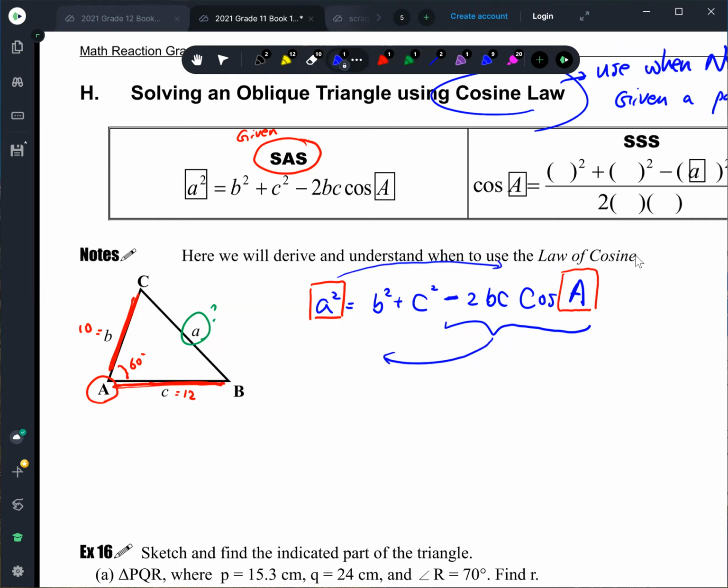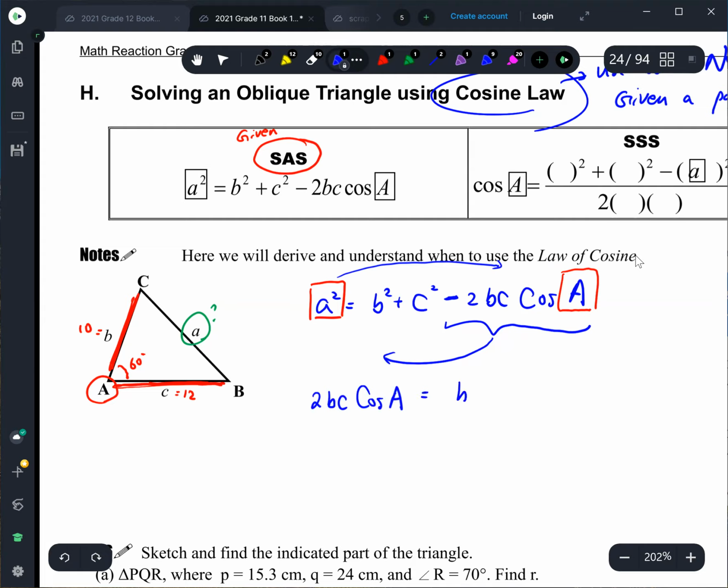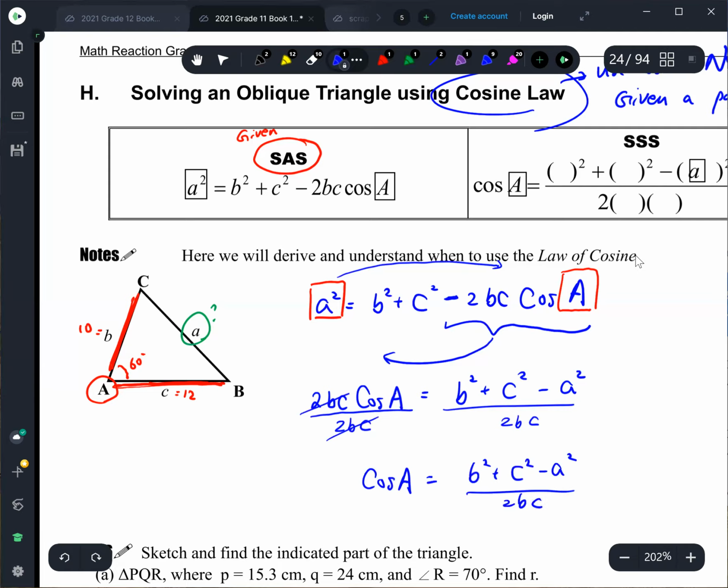Our goal is to isolate cosine A now. So on the left side will be 2BC cosine A. On the right side is B squared plus C squared minus A squared. Then if we divide both sides by 2BC, the 2BC cancels out, and cosine A is B squared plus C squared minus A squared over 2BC. Can you raise your hand after you copy up to here?